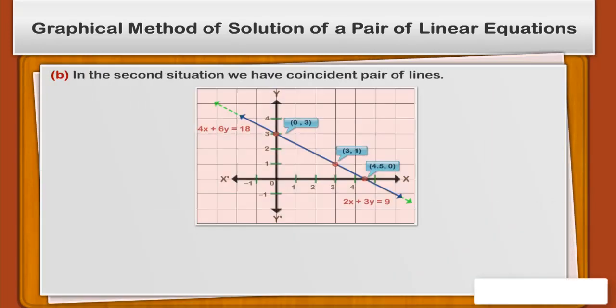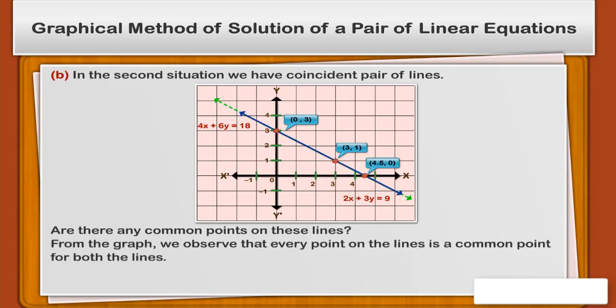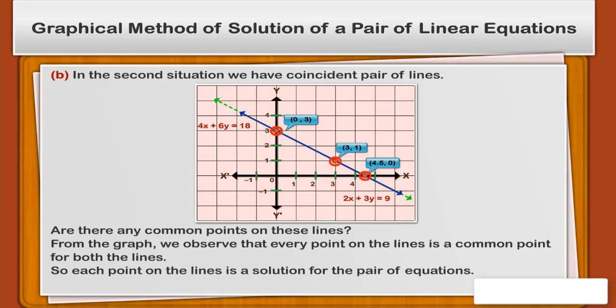In the second situation, we have coincident pair of lines. Are there any common points on these lines? From the graph, we observe that every point on the lines is a common point for both the lines. So each point on the lines is a solution for the pair of equations. So the pair of equations has infinitely many solutions.